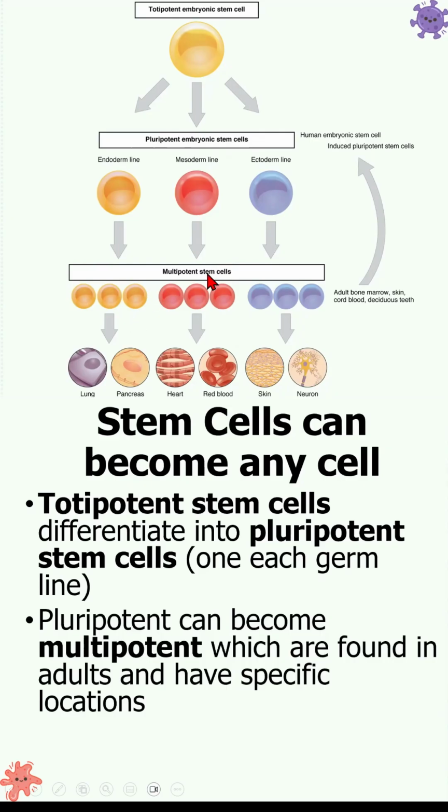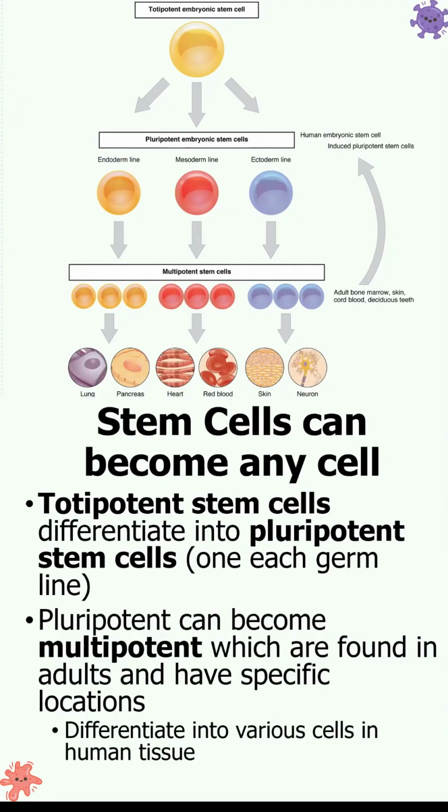So these multipotent stem cells have now differentiated and they're getting closer to their final form. And so in this case, these cells are going to ultimately become the lungs or the pancreas. These cells in the middle ultimately become part of the heart or the blood. And then finally, here, these are the ectoderm lines. They're going to become the skin or the neurons. So these are what we call multipotent stem cells. And so they are just getting closer to their final form. And these multipotent stem cells, like I said, can differentiate into various different types of cells in the human body. And so let's talk more about these multipotent stem cells.